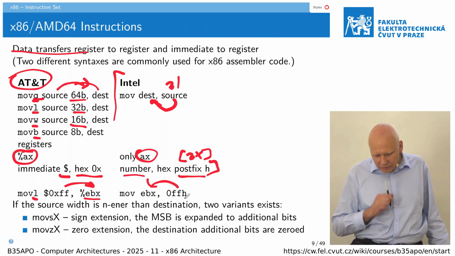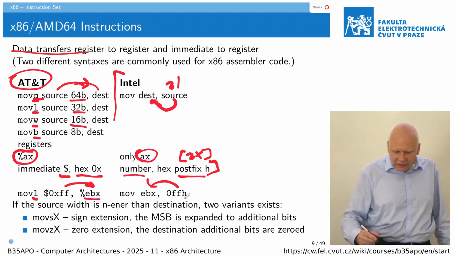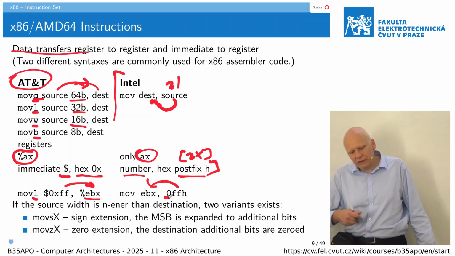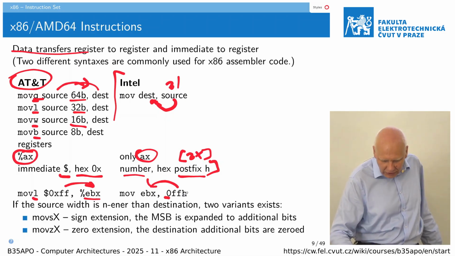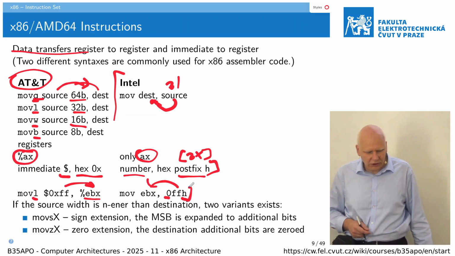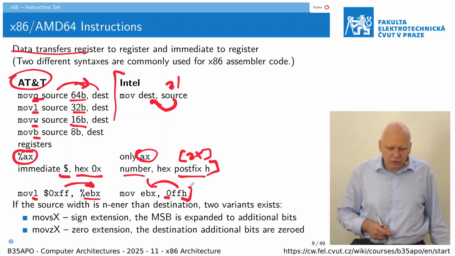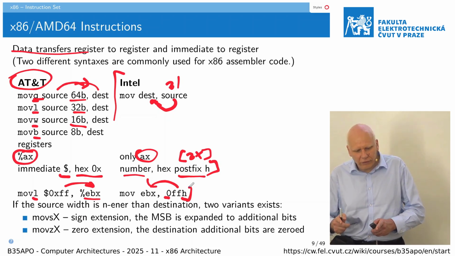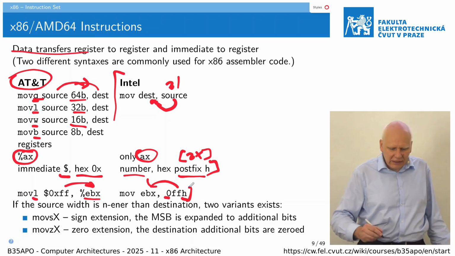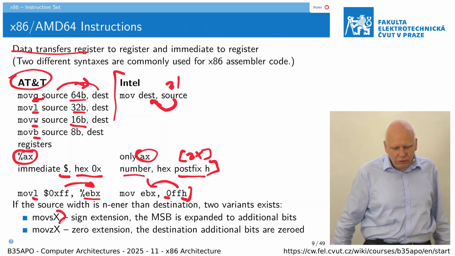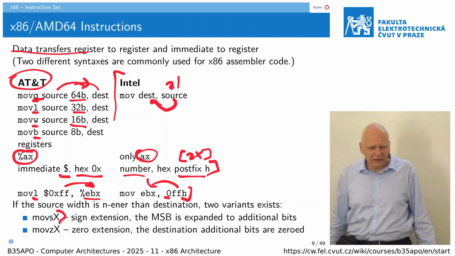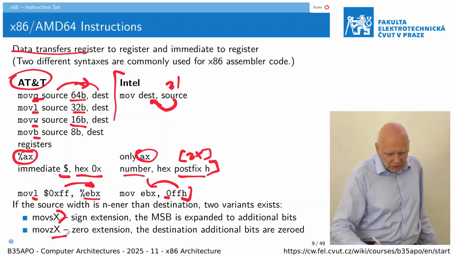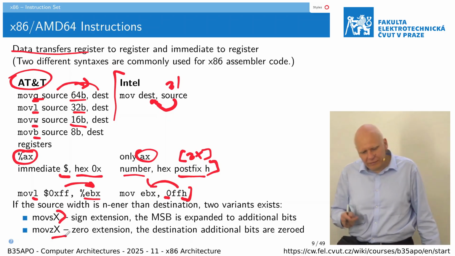If it is hexadecimal, then it has to start with some decimal digit, then you can have a hexadecimal value, and it has to end with the H. And because you can assign even from a shorter, narrower register to a wider one, in such a case you need to use an operation which does a sign extension or a zero extension to the full width of the destination register.